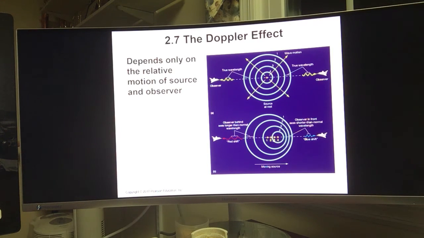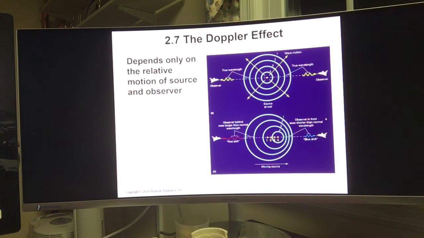However, if the star is moving to the right, so we have a moving source here, then for the observer behind, when the source is moving away from the observer, the observer is going to see longer than normal wavelength, so that means it has a red shift. On the other hand, if the moving source is moving towards the observer, the observer in front sees shorter than normal wavelength. So we see blue shift here.